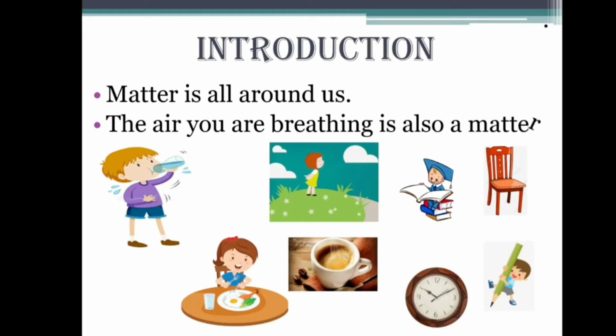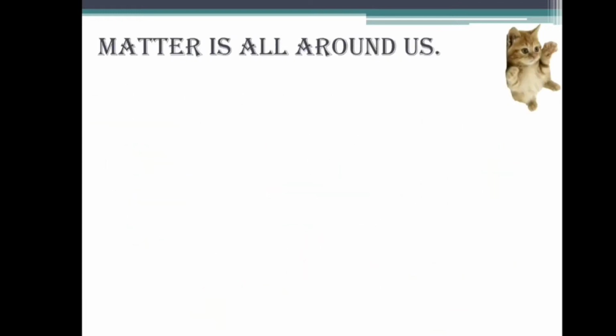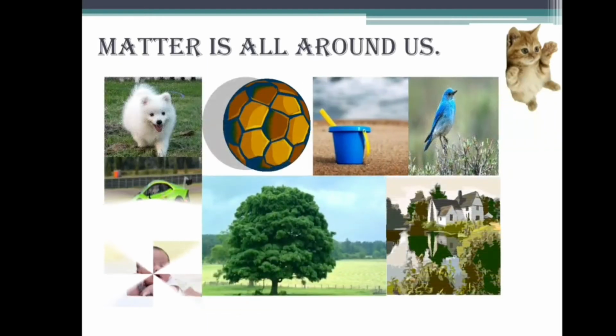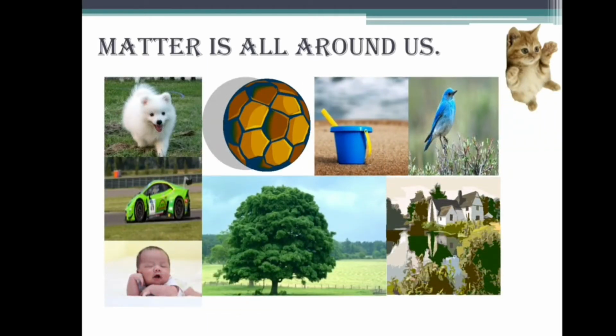What is matter? Matter is all around us. The air you are breathing is also matter. Matter is all around us, whether it is a living thing or a non-living thing. The pictures that you see here are some examples of matter. The dog, the ball, the bucket, a bird, a car, even human beings are a kind of matter. The tree, a house, all these things are examples of matter.